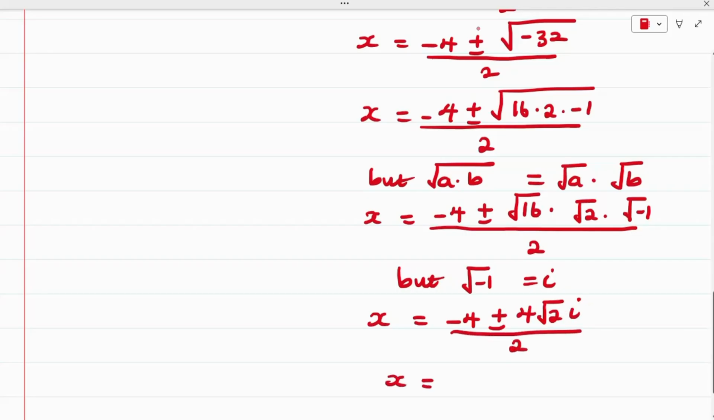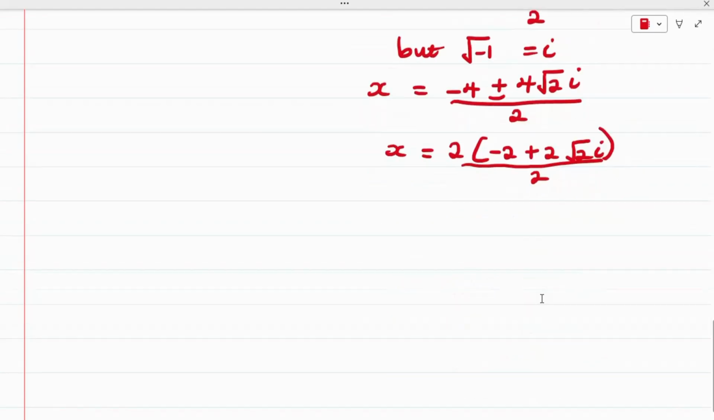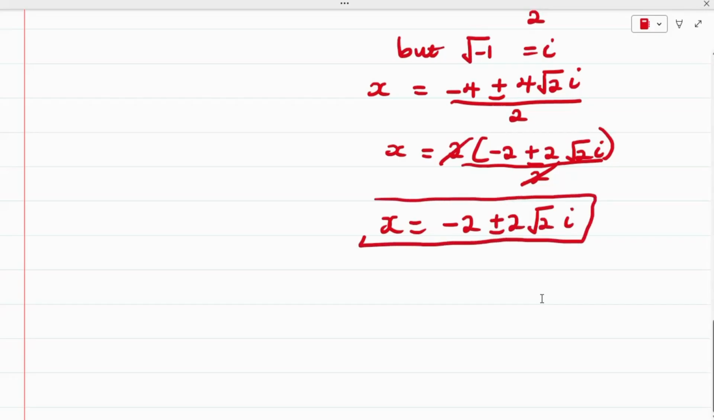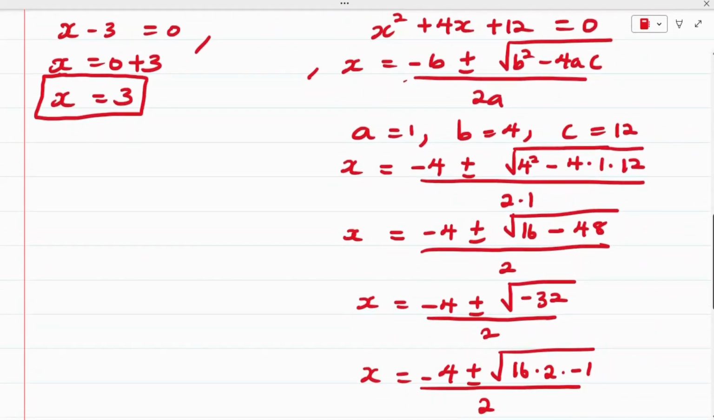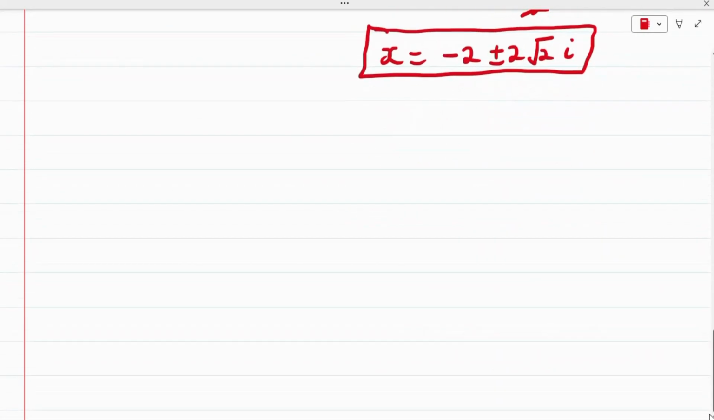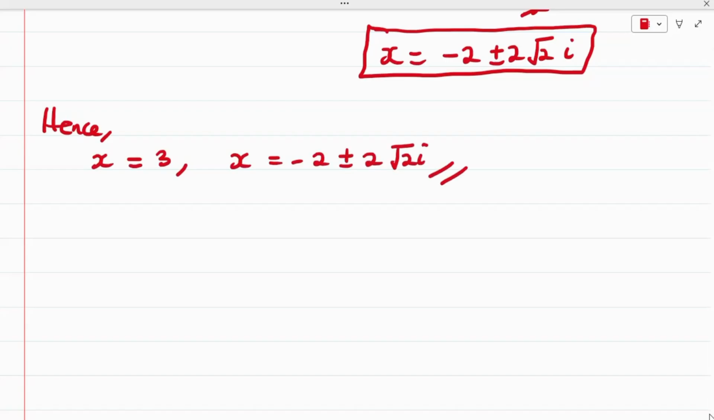So x is equal to, if you factor out 2, minus 2 plus or minus 2 root 2 i, divided by 2. So this is going to cancel out this, so we have minus 2 plus or minus 2 root 2 i right here, and this becomes the other values of x. So guys, we have been able to find all the values of x, and the first value of x is equal to 3. So hence we have the values of x: x is equal to 3, and x is equal to minus 2 plus or minus 2 root 2 i, and these are the values of x.